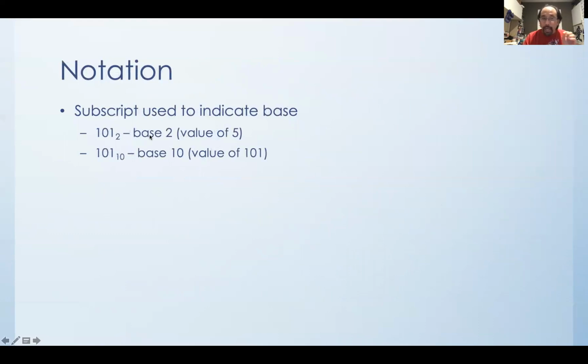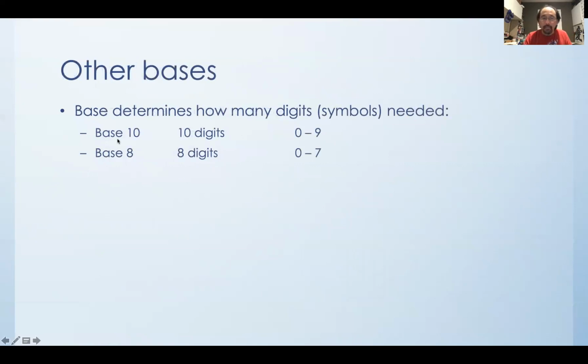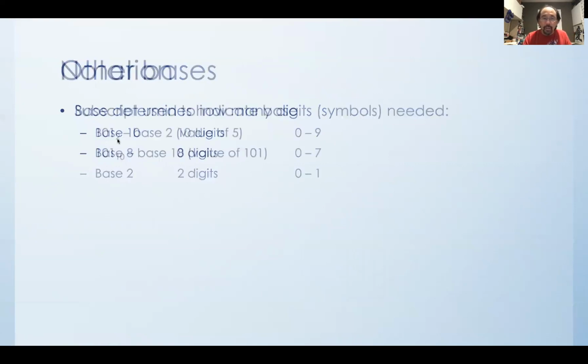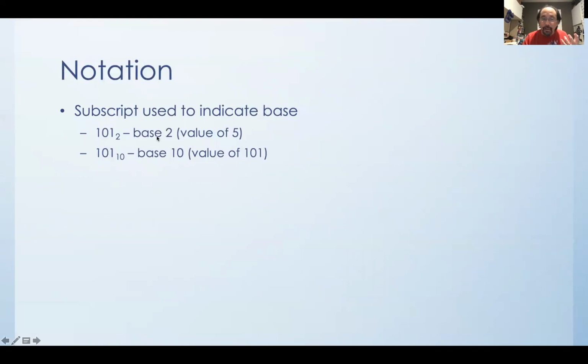Now, we have a notation that tells us what base we're talking about. We use a subscript to indicate that base. So when I see 101 with a subscript of 2, I understand that as a base 2 value, which actually has a value of 5. 1 plus 4. Now, if I put a 10 down below, it's base 10, and it's what we understand and use every day. It has a value of 101.